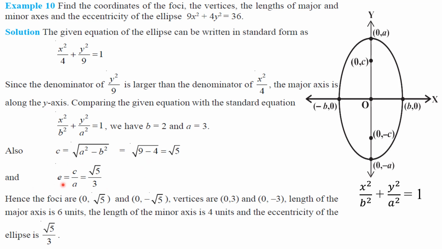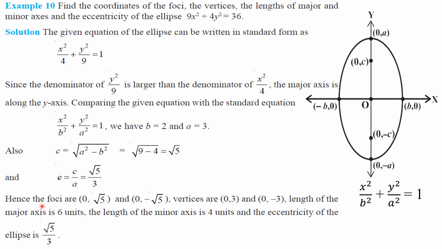Right. Now eccentricity. What is the formula to find the eccentricity of an ellipse? c by a. Okay, my children. That is equal to, what is the value of c here? Root 5 by, what is the value of a here? 3. So root 5 by 3. Understood this step, my children?